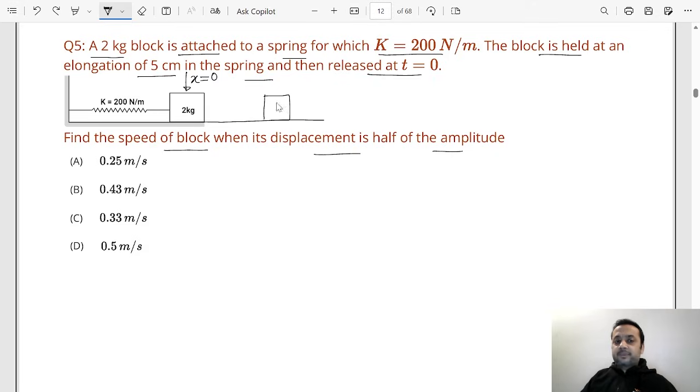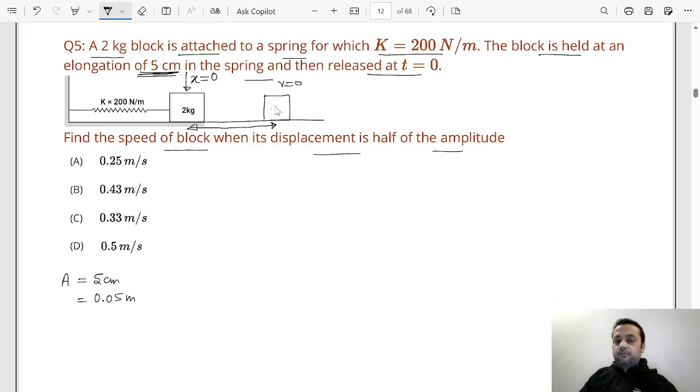So clearly here, velocity will be 0 because you are holding this block. And when you release this block, because of the spring force, the block will start moving towards the left, right? So naturally this becomes the extreme position of the block, and remember at the extreme position velocity is 0 also. So this is the amplitude of the motion. The total extension that you have given becomes the amplitude. Hence we can say that the amplitude of the motion is 5 centimeter or 0.05 meters.